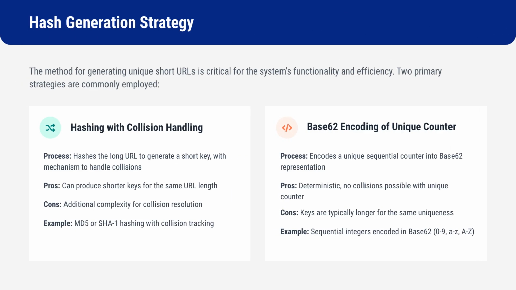Now comes one of the coolest parts. How do we actually generate those short codes? We have two main strategies. Option 1, hashing. Take the long URL, run a hash function like MD5 or SHA-1, and grab the first few characters. It's compact, but you have to handle collisions. Option 2, base 62 encoding. Give every new URL a sequential ID, 1, 2, 3, and convert it to base 62 characters. It's deterministic, easy to scale, and no collisions. Most real systems go with base 62 for predictability.